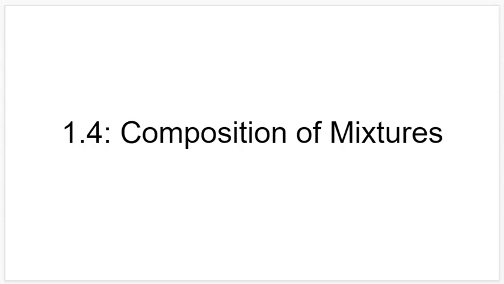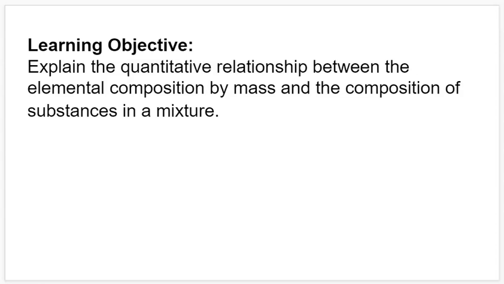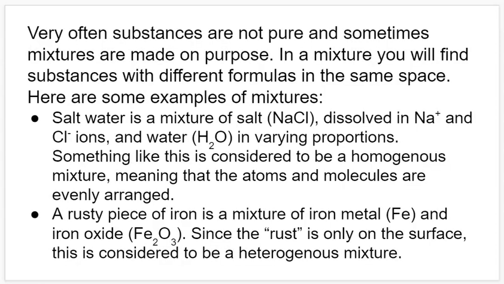And this will be a little bit shorter, but our learning objective here is to explain the quantitative relationship between the elemental composition by mass and the composition of substances in a mixture. What we're looking at here is just thinking about what mixtures are and how we can analyze the ratio of stuff contained in them.